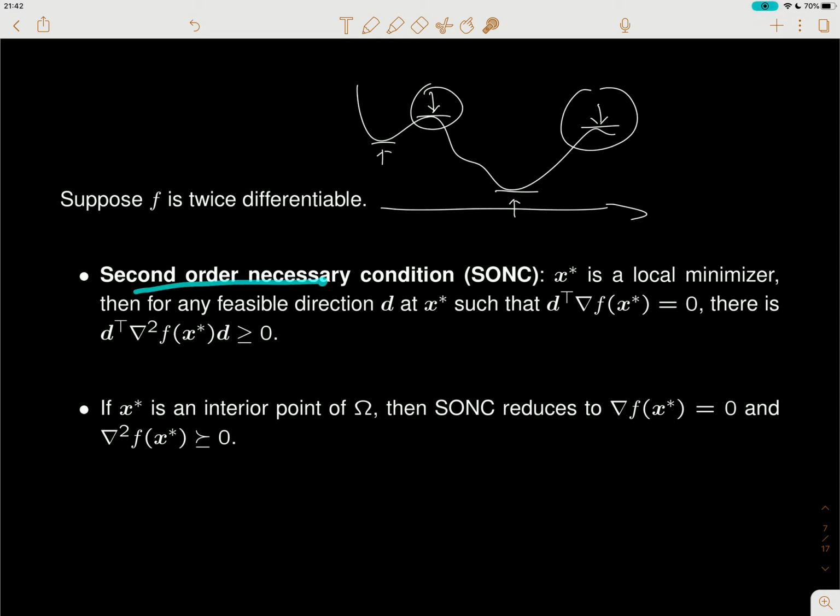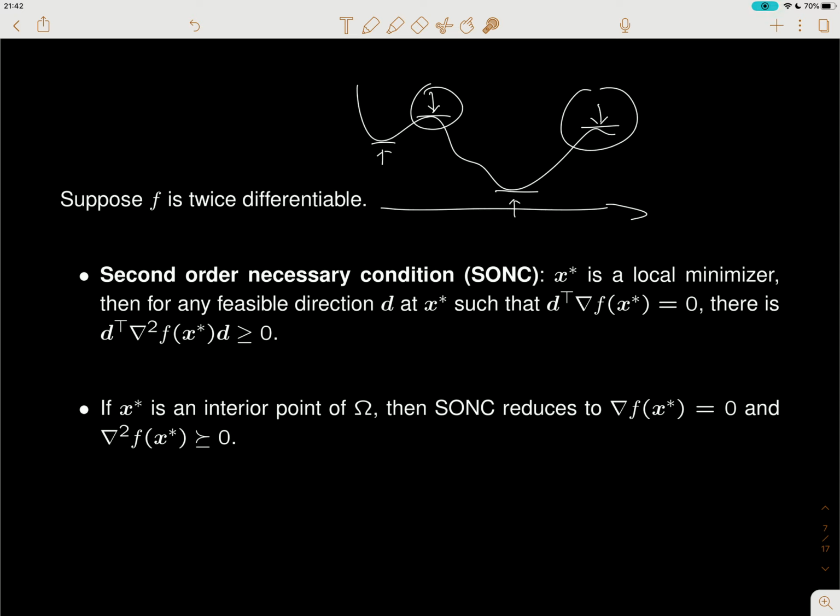The second order necessary condition: if x star is a local minimizer, then for any feasible direction d at x star with this equal to 0, that means going along that direction, the derivative is flat there. The derivative is 0 and the tangent line is flat there.